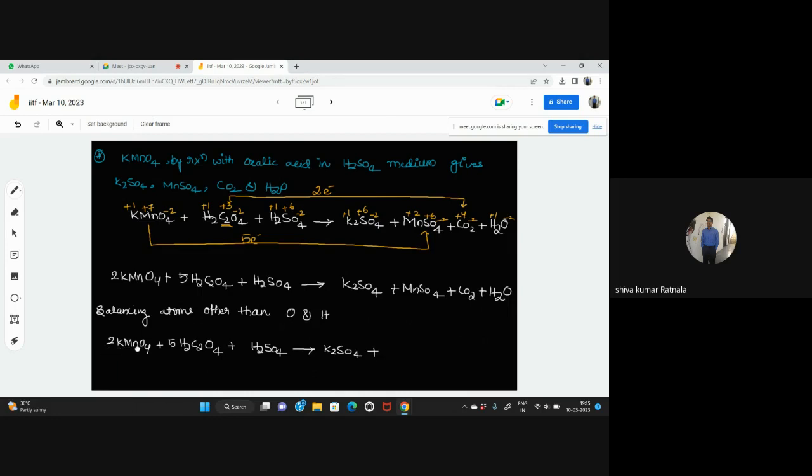So 2 manganese here, so we will write 2 MnSO4 plus CO2. How many sulfur atoms are there? See, left side 1 and right side 1 plus 2, 3 sulfurs, no? Yes or no? So 3 sulfurs here. Now next, what we need to do? Balancing oxygen and hydrogen.